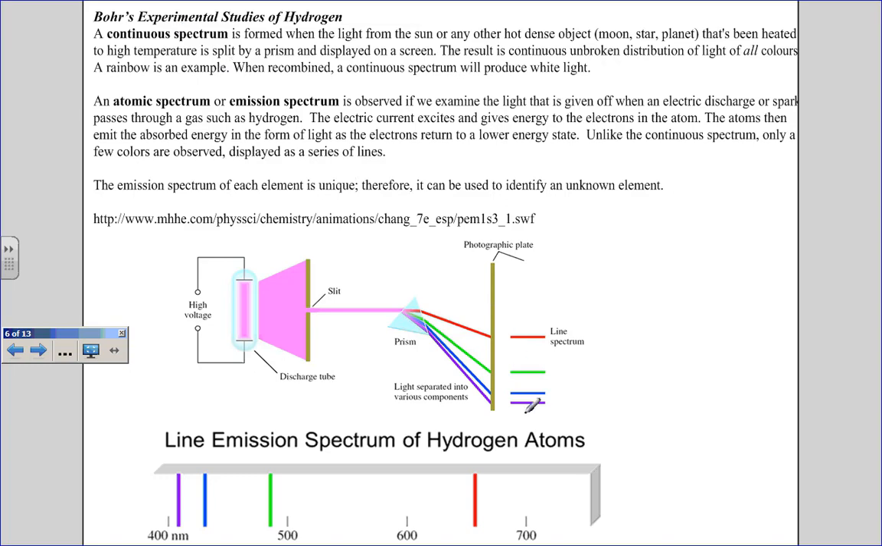Now for hydrogen, we don't see all the colors of the rainbow. We only see these very specific lines. So we call this a line spectrum, or an atomic spectrum. And this is much like a fingerprint. Hydrogen will always produce the same colors, such as purple, and therefore will always result in the same line spectrum. So we can use this to identify unknown elements. Now this little animation here, I encourage you to watch, because it shows you where these different colored lines come from, which we're going to discuss next.